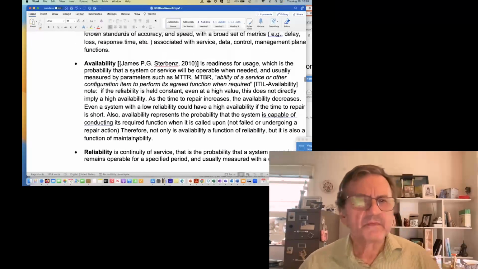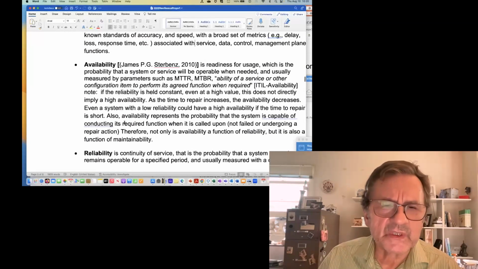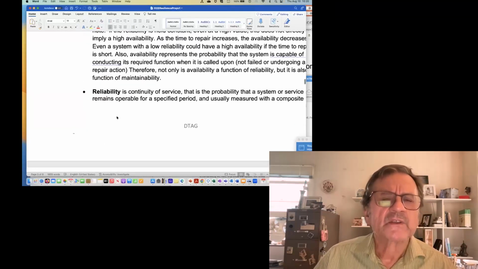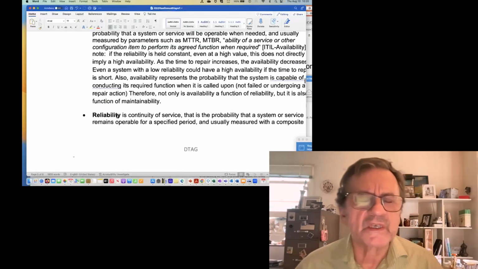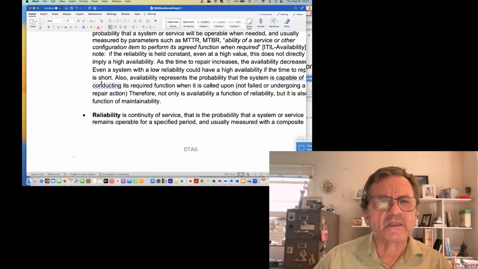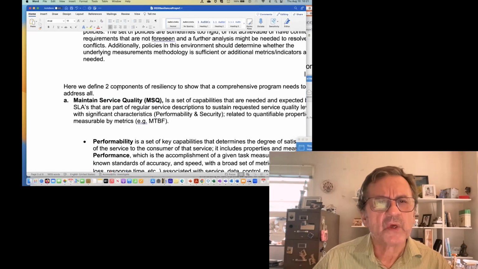People mix reliability as resiliency, which is not correct. So what we are trying to do here is a much more generic or general definition of resiliency.